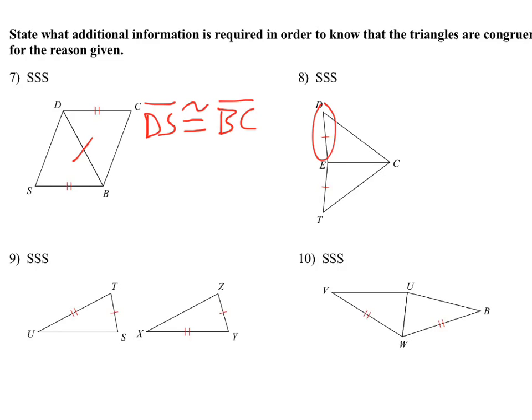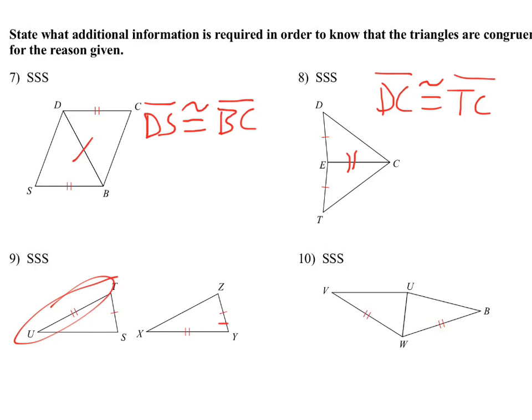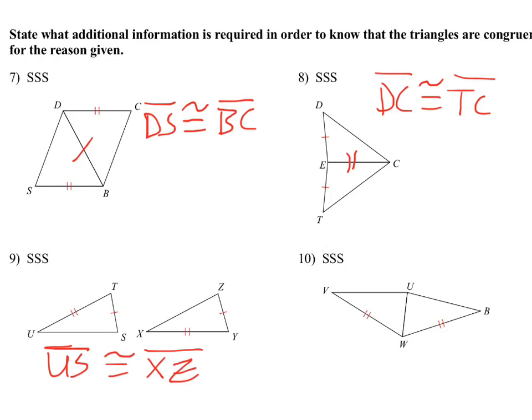8, these sides are already congruent. You can add your tick marks there in the middle because they share the side. And now we just need these last 2 sides to be congruent in order to have our side. So we need segment DC to be congruent to this segment TC. And then on 9, we have these 2 sides matching up. And we just need these last ones, XZ and US, to match up. And so we're going to write that down. Segment US needs to be congruent to XZ. Just like that. We don't know, but we need that.